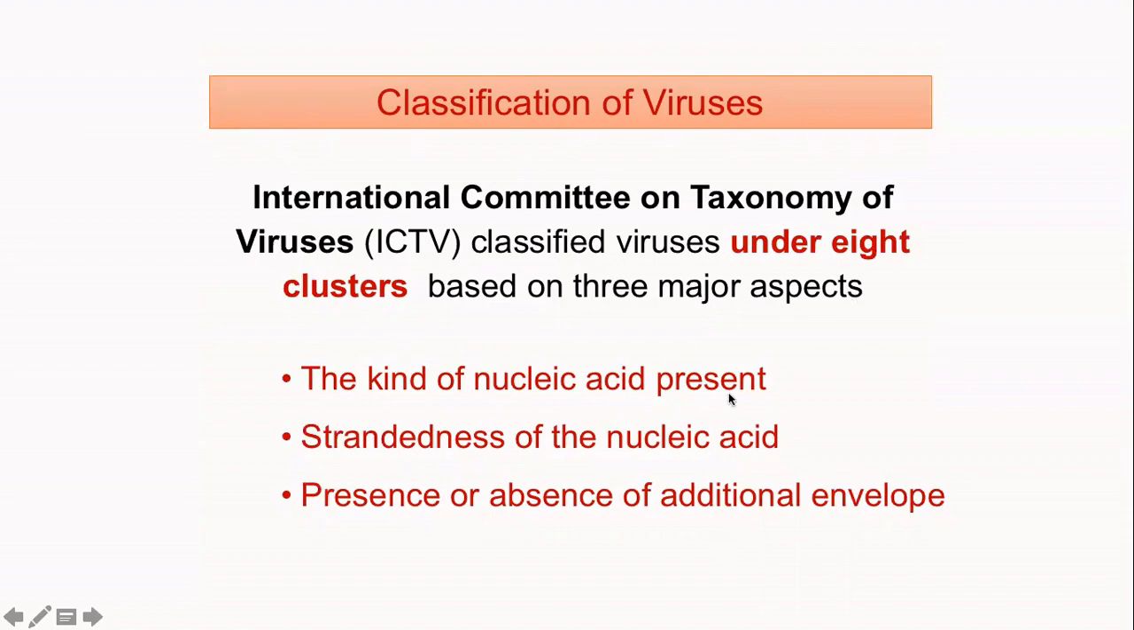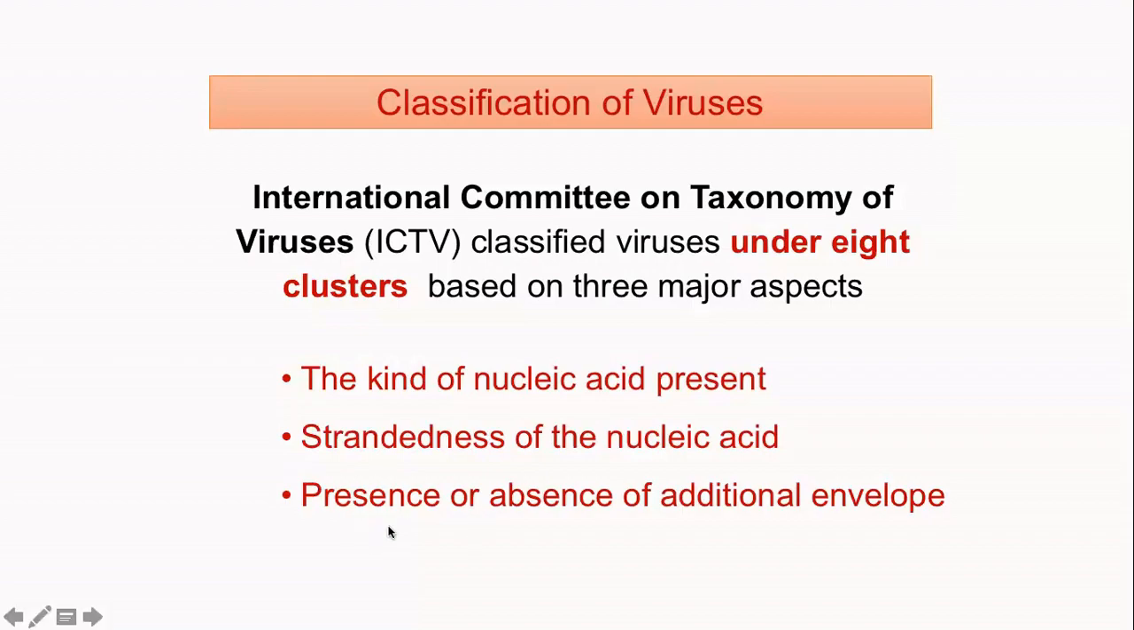So what are the 3 major criteria that they take into account for classifying the viruses? The first thing is the kind of nucleic acid or the genetic material that is present within the viruses. So the nucleic acids are genetic materials like DNA or RNA which is present in the virus. The second one is the strandedness of the nucleic acid. That means whether the DNA or the RNA present in the virus is a single-stranded molecule or a double-stranded molecule.